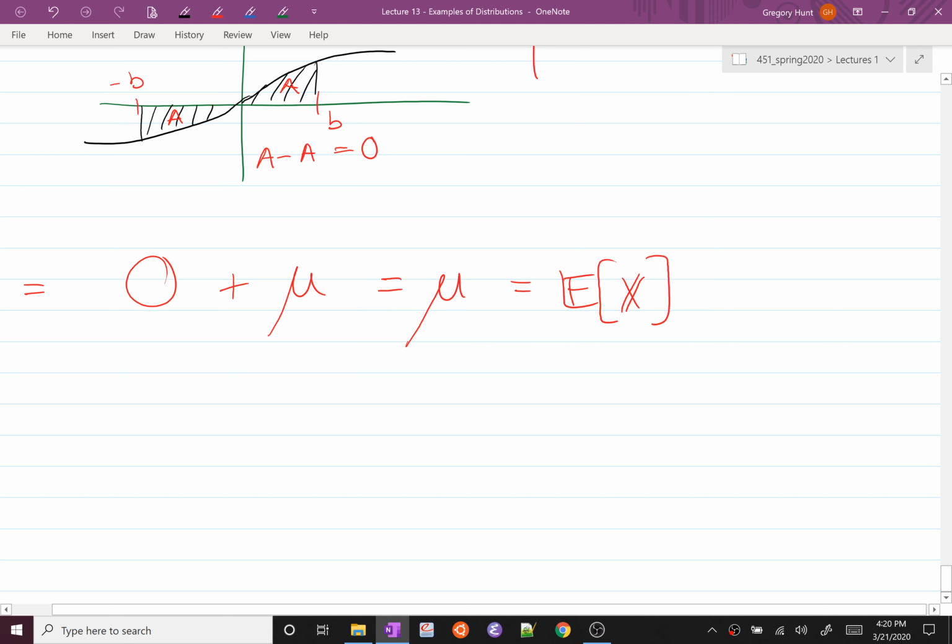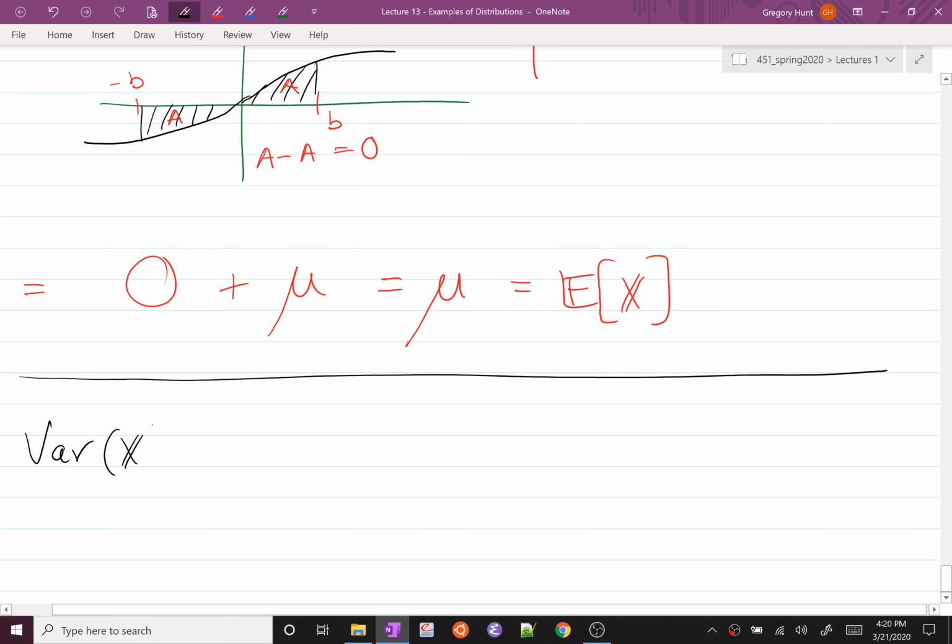And we can play a similar-ish game for the variance. So let's real quick look at the variance here. These are proofs that I would not expect you to recapitulate on the exam, but it's good to see the mechanics of how this works. Okay, so variance of a normal random variable.